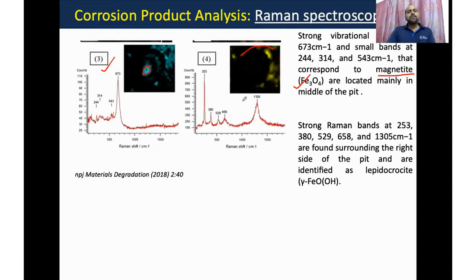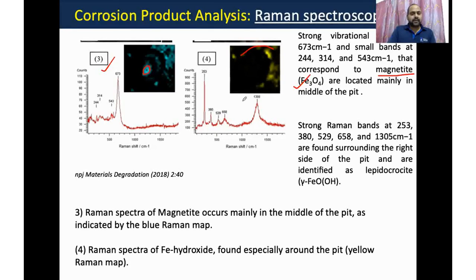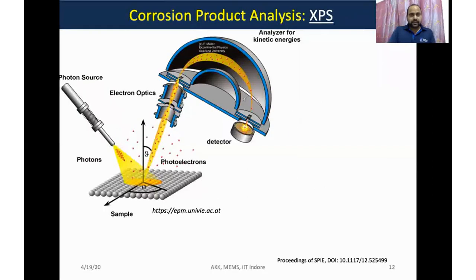We can say even the same pit does not have the same corrosion product, right? Raman spectra of the magnetite occur mainly in the middle of the pit, as indicated by the blue Raman map, while Raman spectra of Fe hydroxide are found especially around the pit, in the yellow Raman map. So this is one idea of how we can analyze the Raman data.